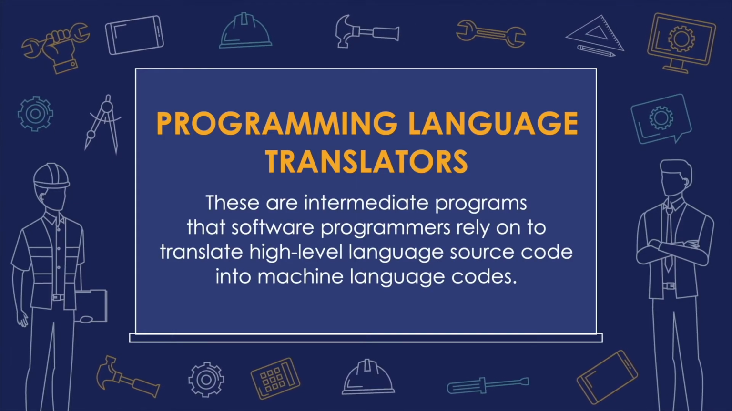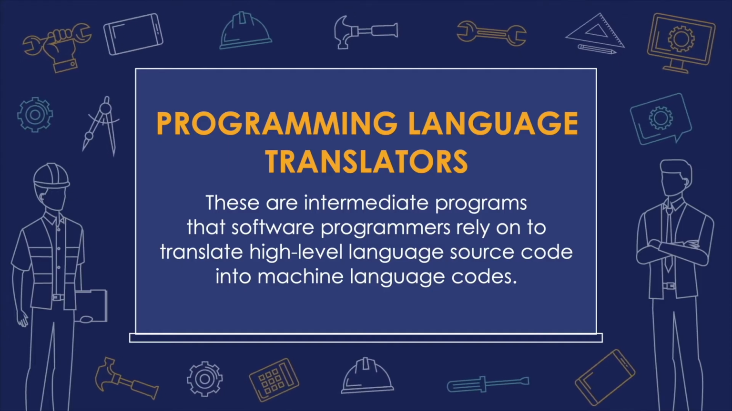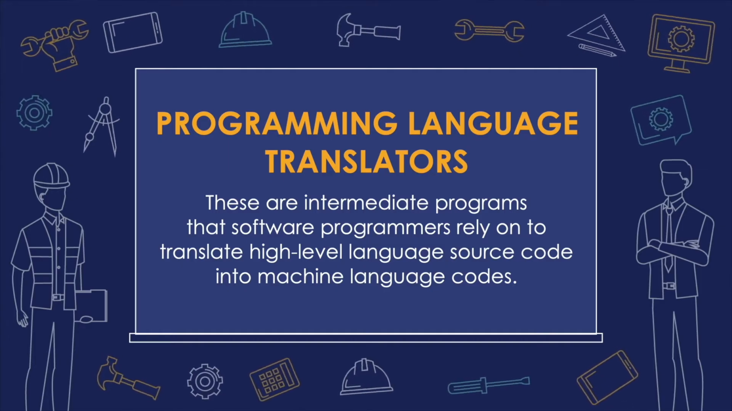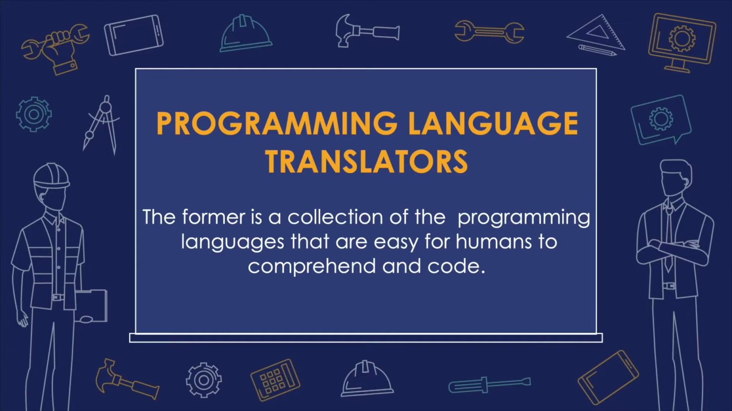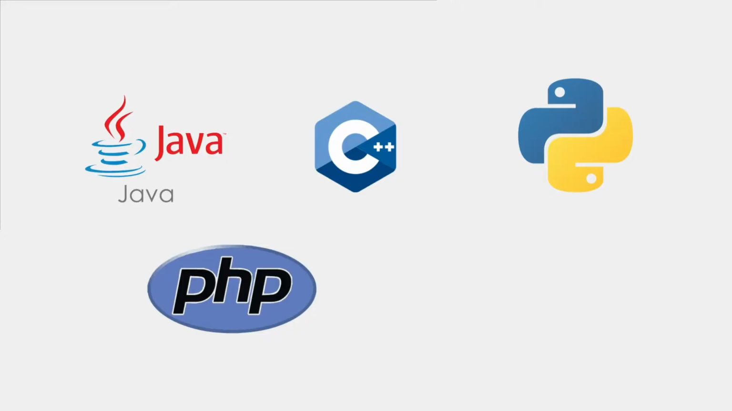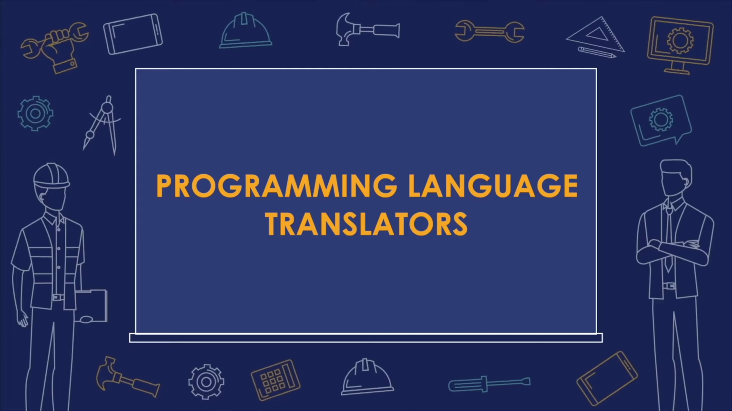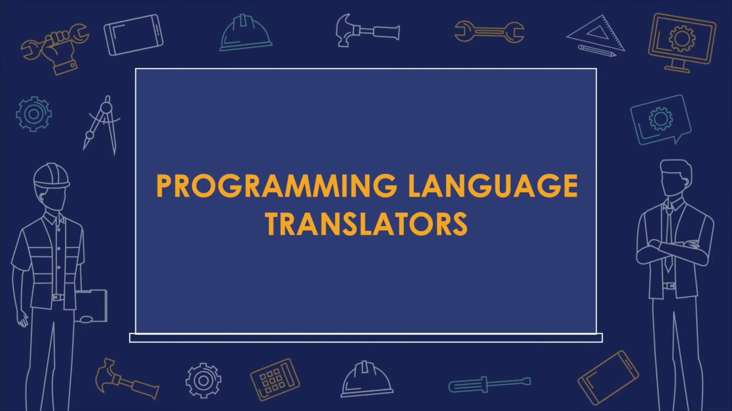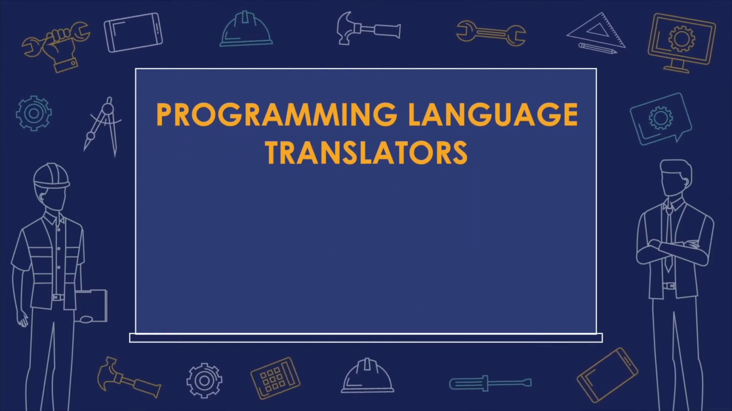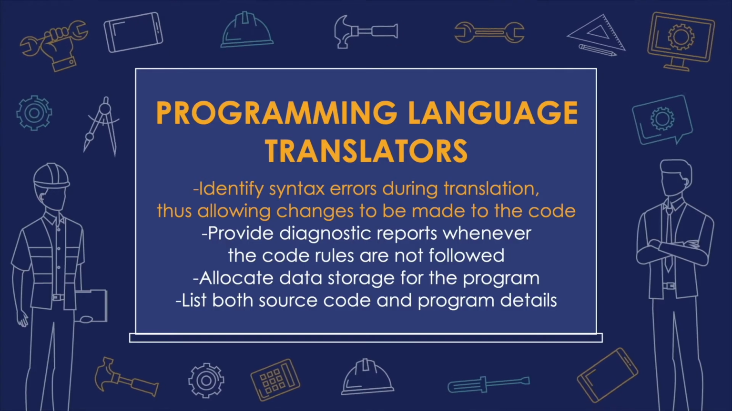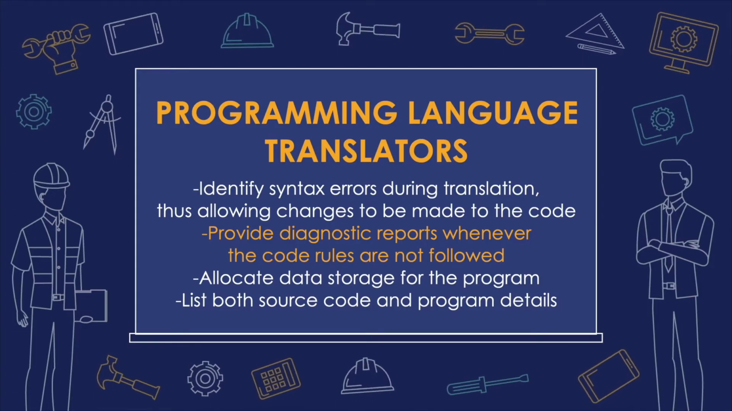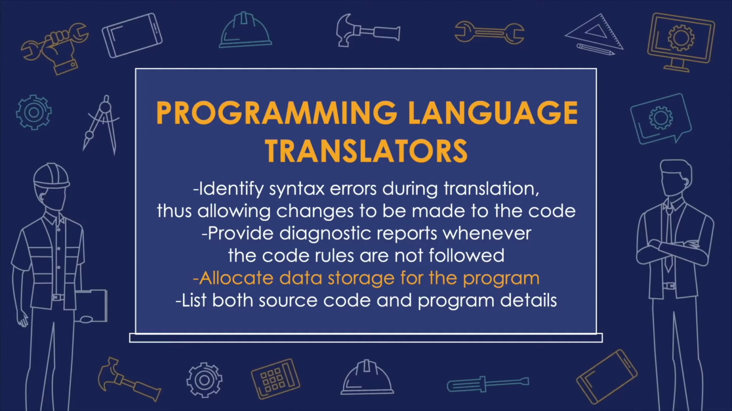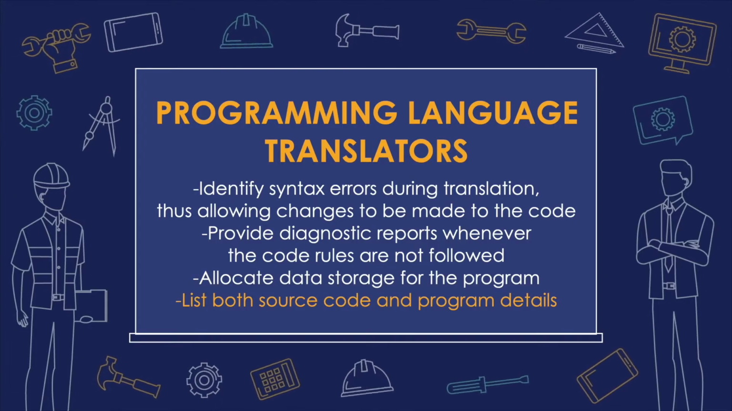Next is the programming language translators. These are intermediate programs that software programmers rely on to translate high-level language source code into machine language codes. The former is a collection of the programming languages that are easy for humans to comprehend and code. Some basic examples are Java, C++, Python, PHP, and BASIC. Besides simplifying the work of software developers, translators help in various design tasks. These are: identify a syntax error during translation, thus allowing changes to be made to the code; provide diagnostic reports whenever the code rules are not followed; allocate data storage for the program; and list both source code and program details.